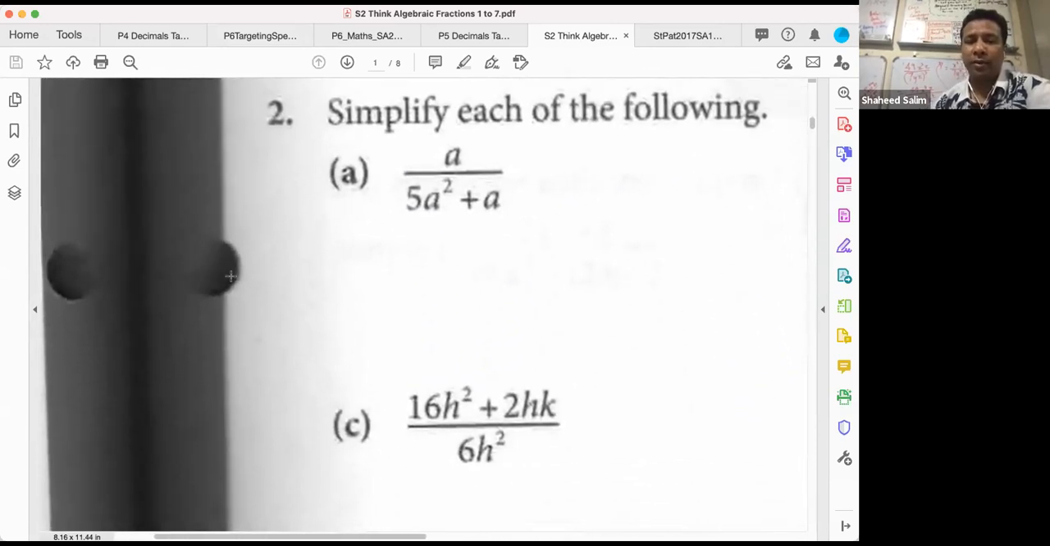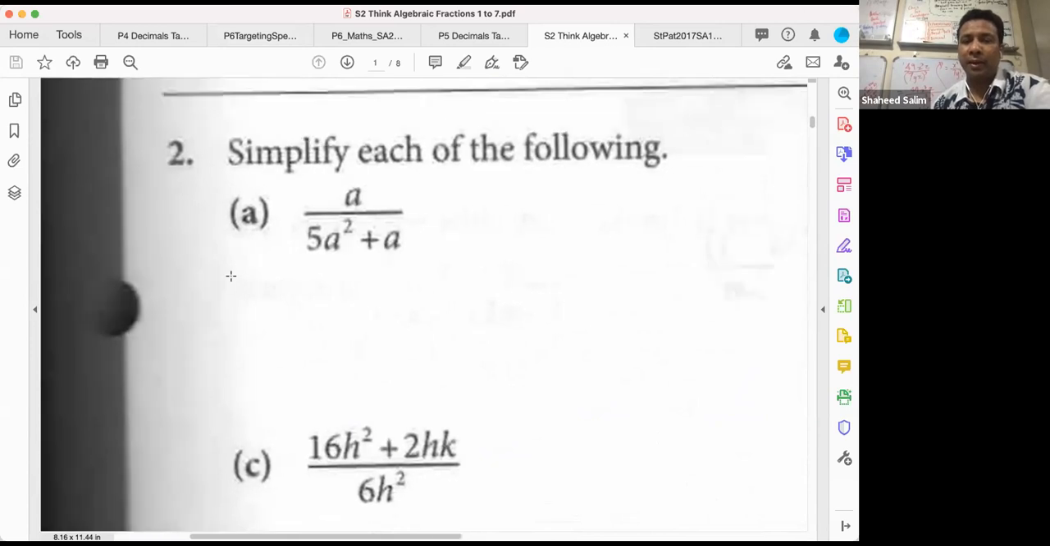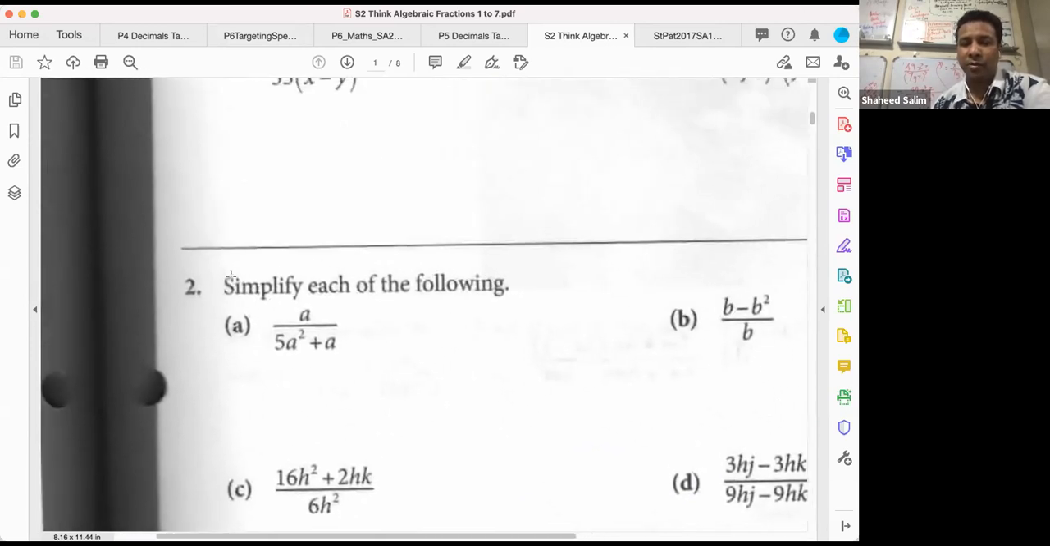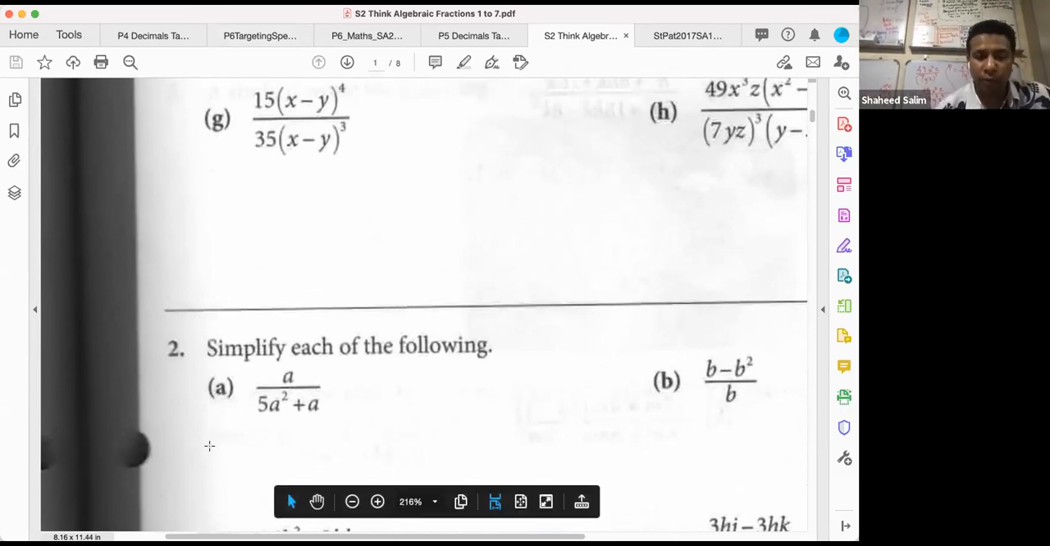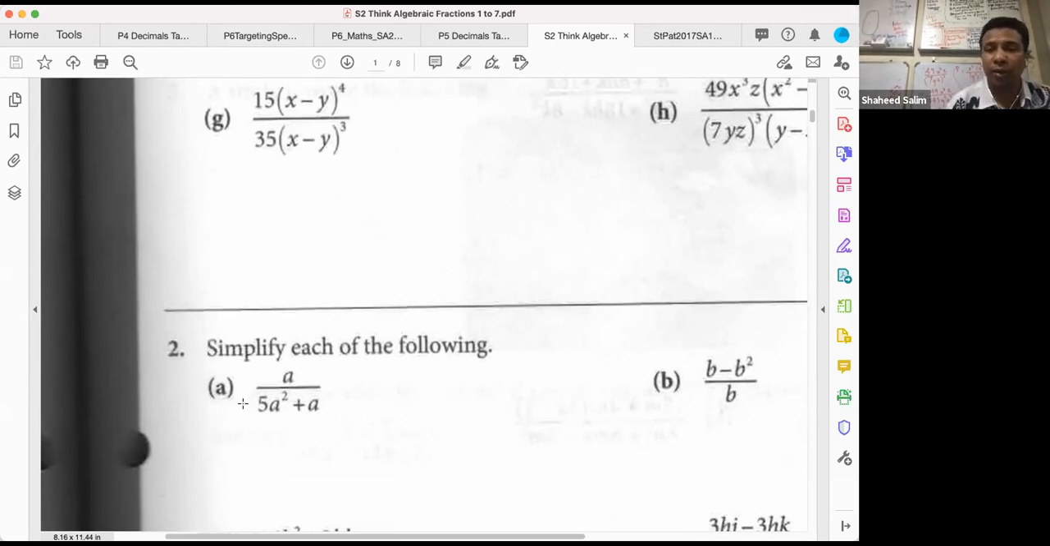You try A and B lah, I think A and B. This one first. Clue, you need to factorize this one first. Take out the A first. Then you can simplify. They're asking you to simplify. Notice there's no equal sign here, Shafi, so you don't need to find the value of A. They just want you to simplify.